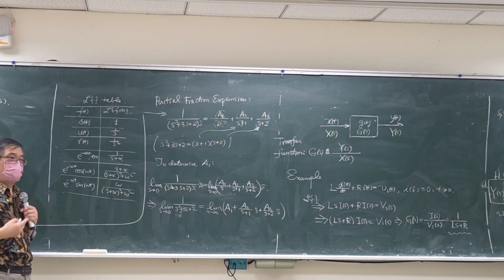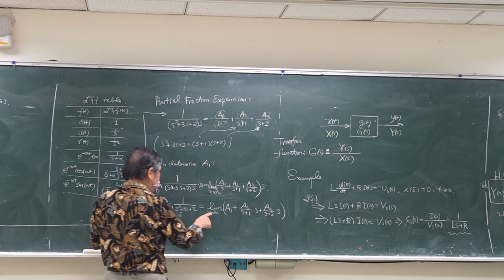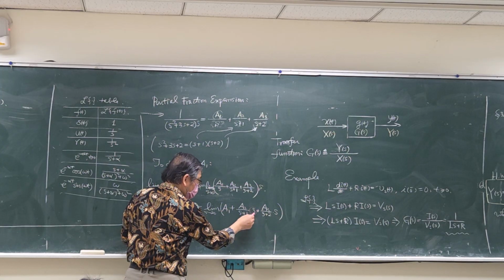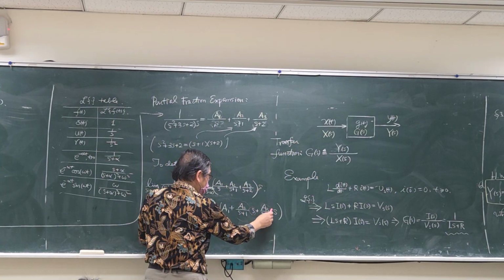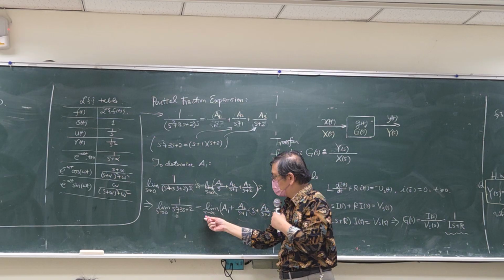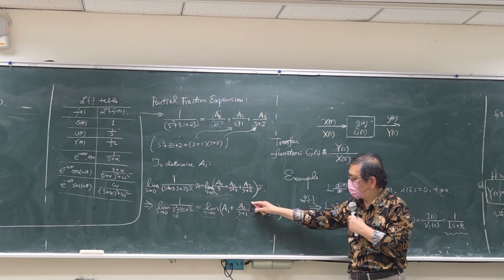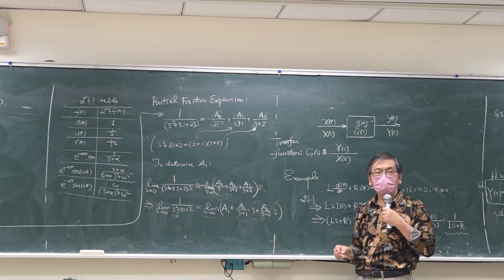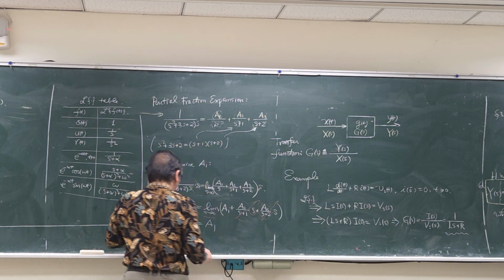Did you see the trick? Now if I let s approach 0, then this term, a2 over s plus 1, is multiplied by s. And similarly, this a3 over s plus 2 is also multiplied by s. If I let s be a number very close to 0, this will disappear. Am I right? So what's left? There's only the A1 that we are looking for. How wonderful.